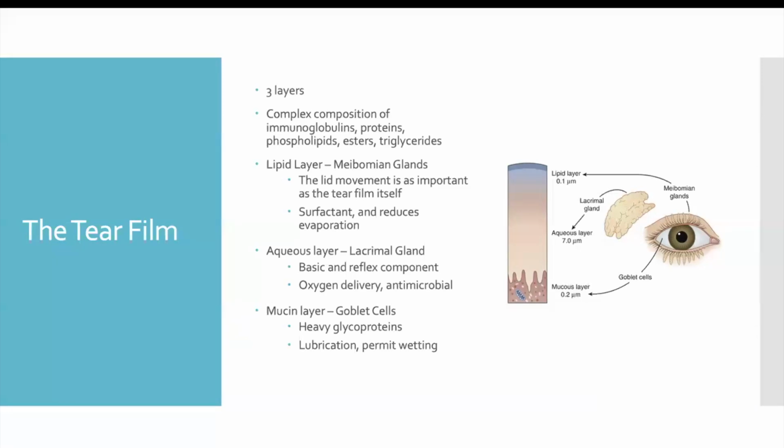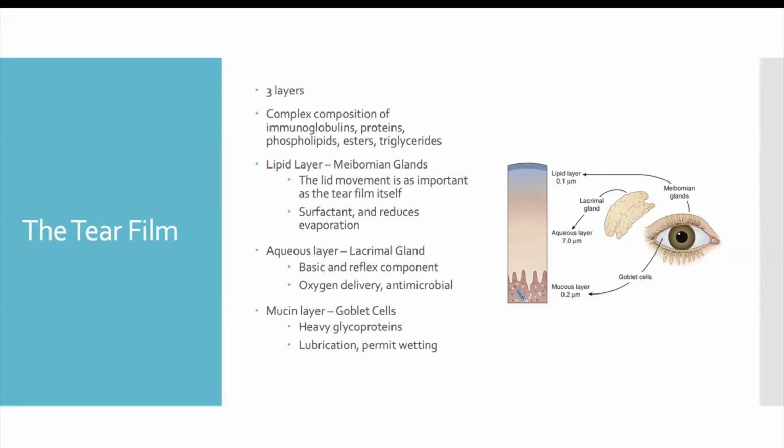So going back to the tear film, we have discussed this before, but there are three layers, and it's a very, very complex composition of immunoglobulins, proteins, and actually some research has shown that there are thousands of different types of proteins and immunoglobulins and amino acids and compounds in a tear film. So you can imagine trying to recreate this with drops is incredibly difficult. So there are three main layers, as you will know.